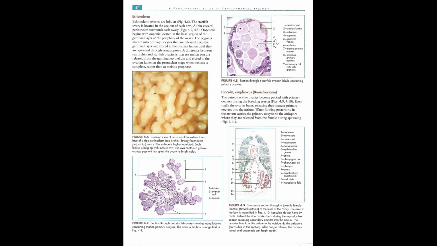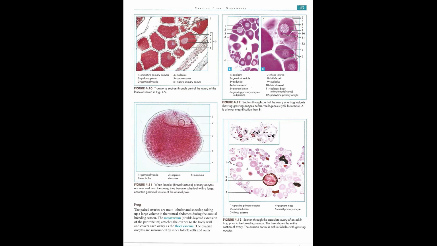Lancelet, Amphioxus, Branchiostoma. The paired sac-like ovaries become packed with primary oocytes during the breeding season, Figs 4.9, 4.10. Eventually the ovaries burst, releasing their mature primary oocytes into the atrium. Water flowing posteriorly in the atrium carries the primary oocytes to the atriopore where they are released from the female during spawning, Fig 4.11. Frog.